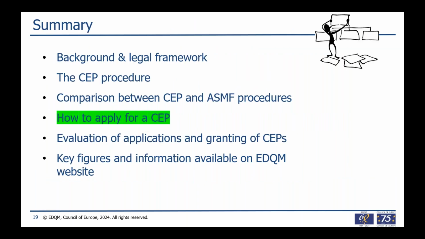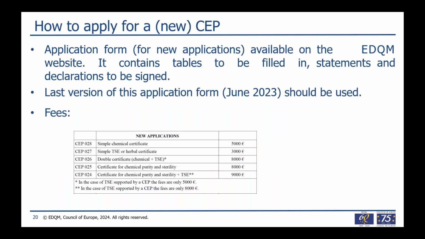And now we will focus on how to apply for a CEP. So, what should be provided in a CEP application? First of all, an application form, which should contain information on the CEP holder and manufacturing sites involved in the manufacture after introduction of starting materials. This includes their names, their addresses, GPS coordinates, as well as EMA SPOR OMS organization and location ID.